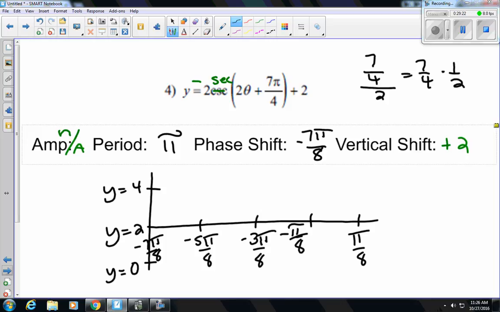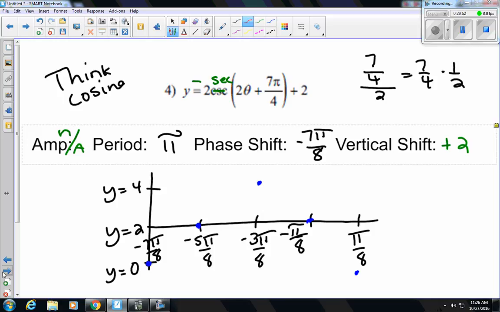Okay. This is secant. Secant is the reciprocal of cosine. So I need to think cosine. Got it. Okay? But it's reflected. So it starts at the minimum. So I've got a minimum, a mid, a max, a mid, and a minimum.